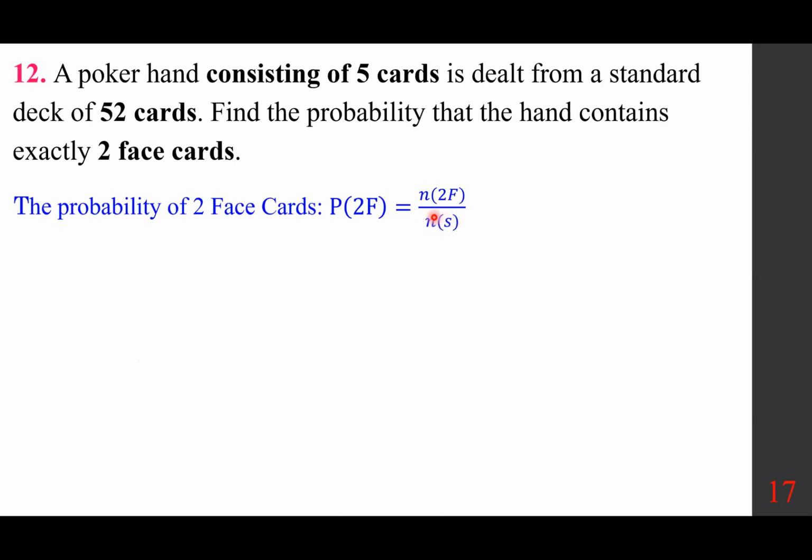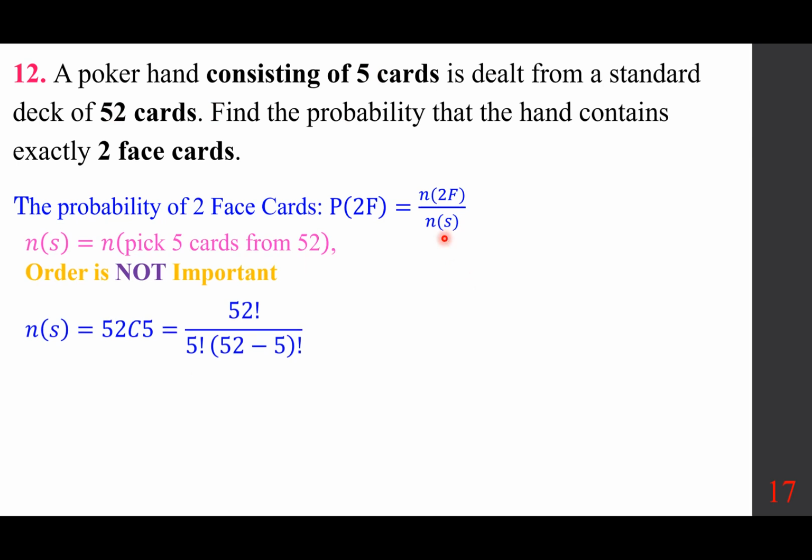Again, I like to start with N of S. We have a total of 52 cards, and we want to pick 5. That would be N of S. Order is not important, so it becomes a combination. From 52 cards, we're going to pick 5. That is the denominator, and we write it 52 C 5. So 52 factorial over 5 factorial, 52 minus 5 factorial, or 47 factorial.